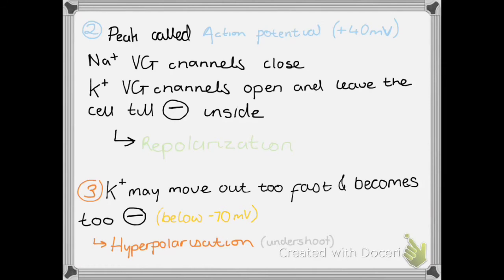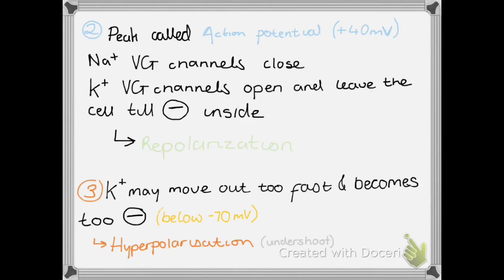Once it reaches this plus 40 millivolts, it causes the sodium channels to close and then the potassium voltage gated channels to open. This means the positively charged potassium ions can then move outside of the neuron and cause the inside of the neuron to be negatively charged again. This is called repolarization and it drops it back down below the threshold.